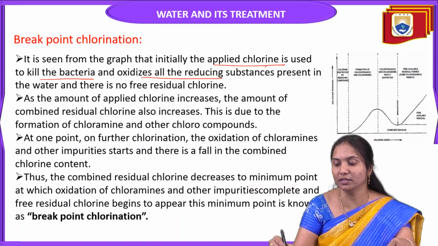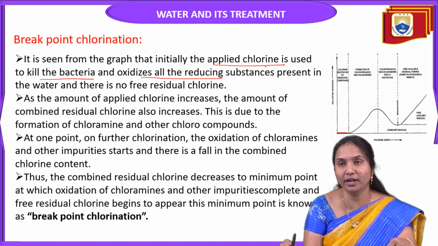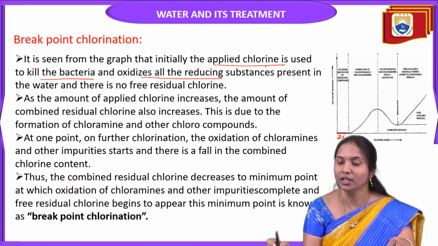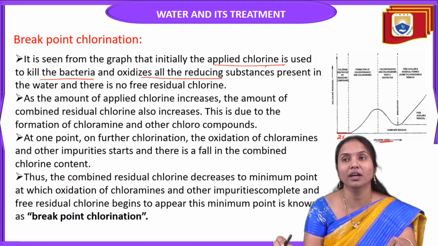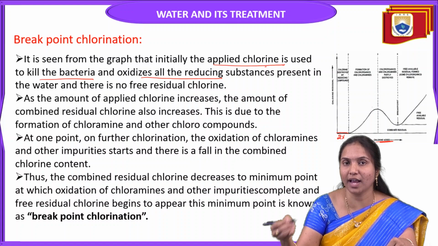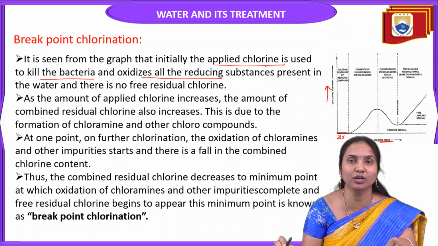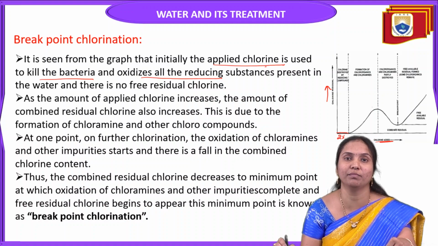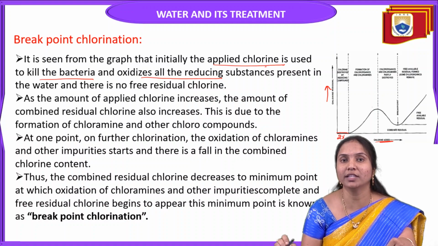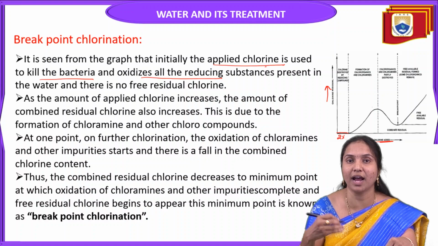So for example here, see the graph. Starting, we add applied chlorine here. For example, we are adding 2% of chlorine in this water. On the x-axis we take applied chlorine, the externally added chlorine. On the y-axis we take residual chlorine. Residual chlorine means unreacted chlorine present in water.